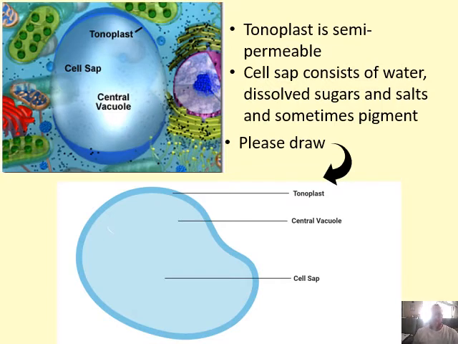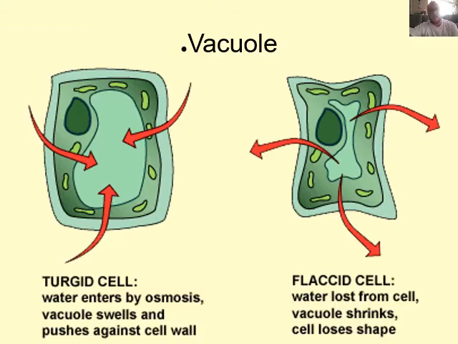So I expect you to draw that diagram at the bottom over there with a nice big heading, diagram of a vacuole. All right, so let's look at some of the functions of the vacuole. We have a turgid cell and a flaccid cell. This has to do with turgor pressure. So the water enters by osmosis. What is osmosis again? The movement of water from a high concentration to a low concentration down a concentration gradient through a semi-permeable membrane until equilibrium is reached. Okay, so it enters by osmosis.